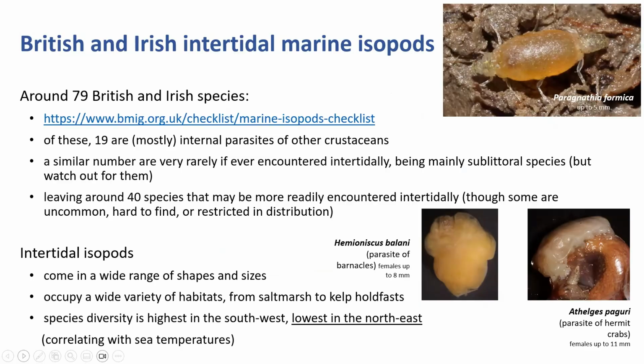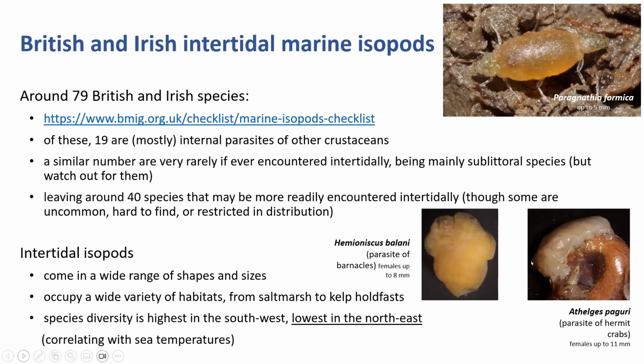Of those 79 species, 19 are mostly parasites of other crustaceans, and we've got some of those shown here. Here's Hemioniscus balani, which parasitizes barnacles, and this is from East Lothian. And this is Aphelges pugui, which parasitizes hermit crabs, and this is from East Lothian as well. You can see a big flaccid female on the hermit crab's body, and then the tiny male associated with her here. Relatively common species in the area.